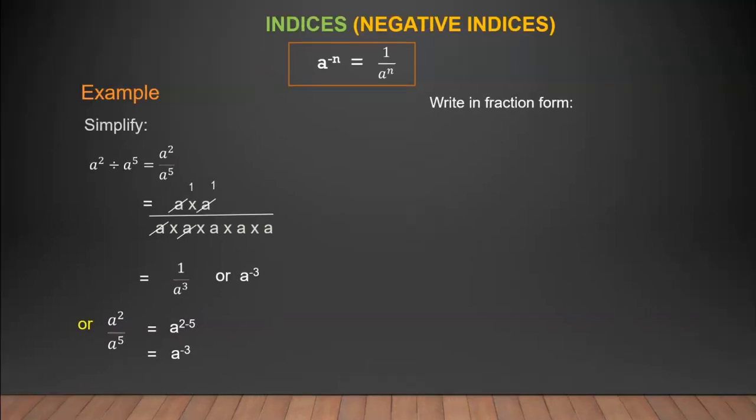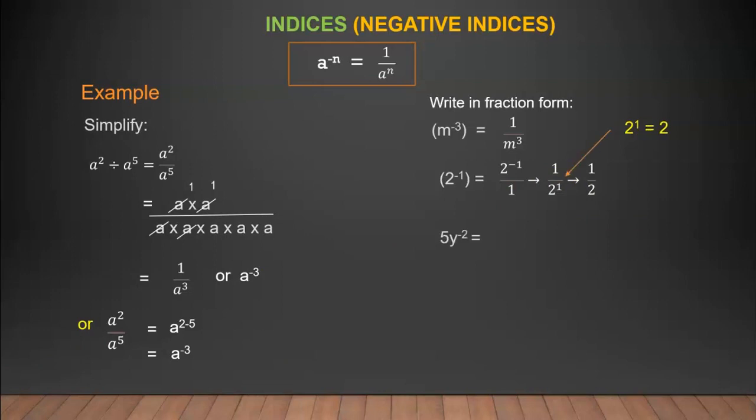Let's convert these indices into fraction form. If we have m to the negative 3, that can be rewritten as 1 over m to the positive 3. If you have 2 to the negative 1, remember, whole numbers or letters have an invisible 1 as a denominator. So 2 to the negative 1 can be written as 1 over 2 to the positive 1. We don't have to write the 1 as a power, so it's just 2. So we have 1/2.